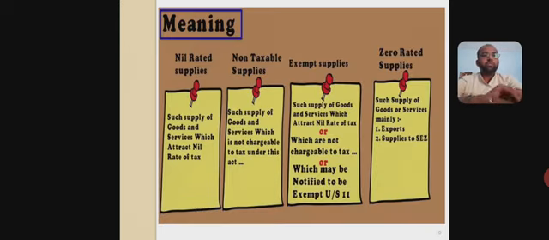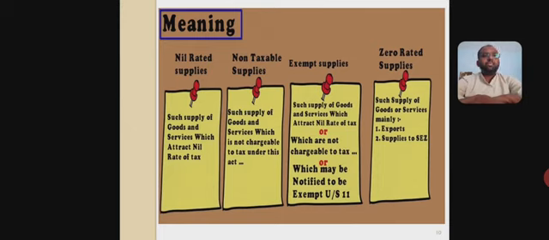Then here there is a revision regarding nil rated, non-taxable, exempted supply as well as zero rated supplies. Once again, a brief explanation regarding nil rated: such supply of goods or services which attract nil rated tax or 0%. It means that this kind of goods which attract 0% should be called nil rated supplies.